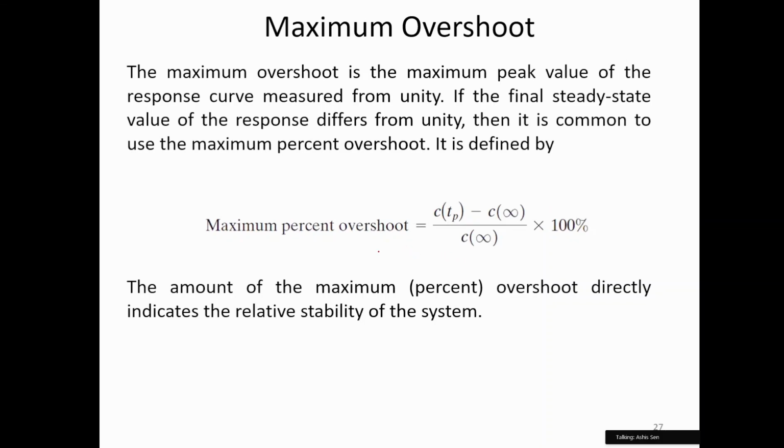And this maximum overshoot is basically representative of the stability of the system. If overshoot is minimum, then the system tends to be more stable than in a case where overshoot is very high. Typically, in some situations, the overshoot can destabilize the system, and the system can never return to its original steady state value. So that is why this overshoot is used to characterize the stability of systems.